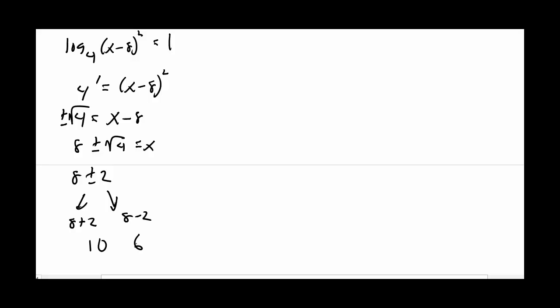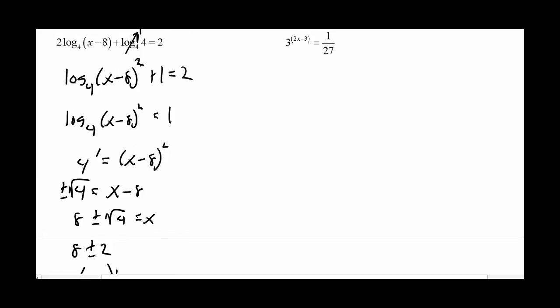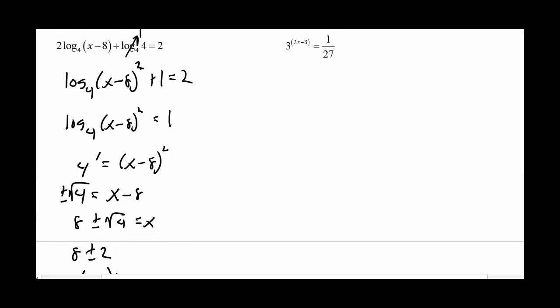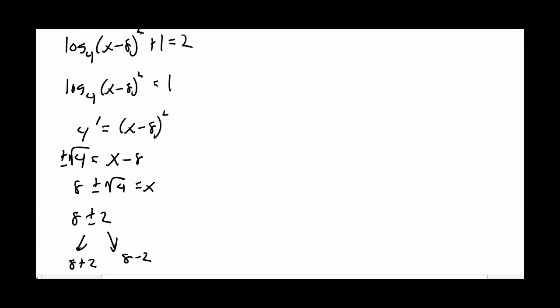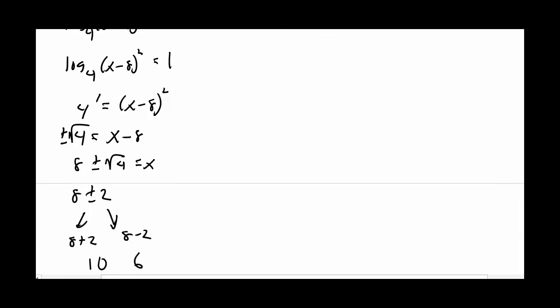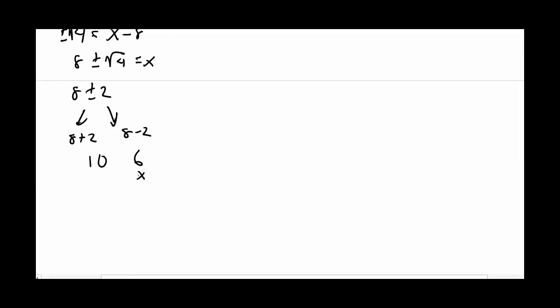So before I get excited about that, I want to come back up to the original and just make sure that if I plug a 10 or a 6 in, I don't violate a domain restriction. So if I plug in 10 minus 8, that is a positive number, so we're good. 6 minus 8, however, gives me negative 2, and I can't take the log of a negative. So 6 actually violates the restrictions. So it does not make it, but 10 does. So the correct answer for that one is 10.